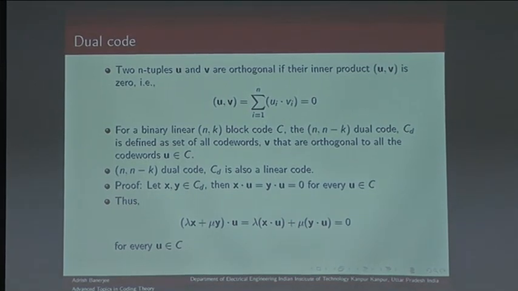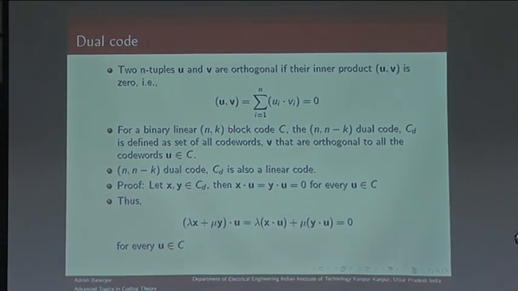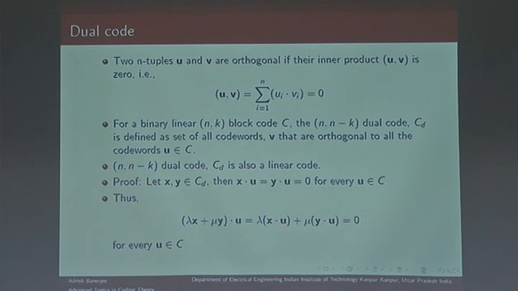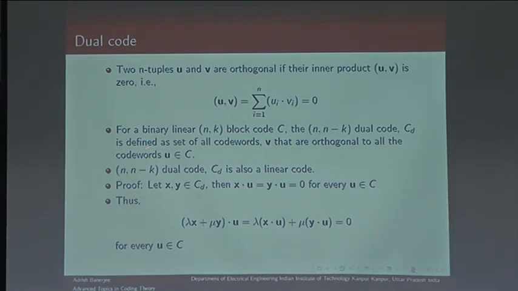Let's assume that k is very large, and n is also very large. If k is very large, then the number of code words will also be very large. Now, if you look at its dual code, and n and k are close to each other, then n minus k will be small, because I am saying k is large, close to n.